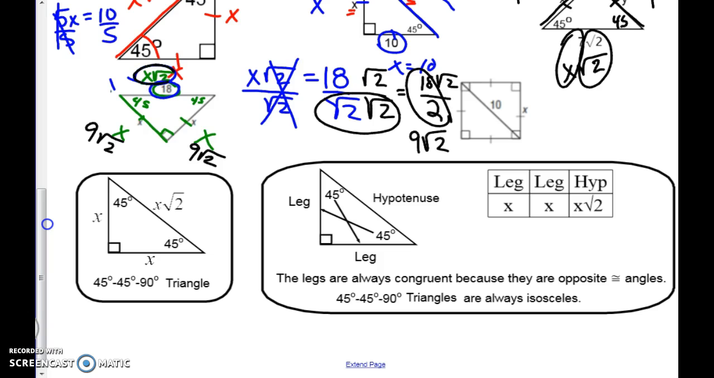And if this is x square root of 2, my x is 9 square root of 2, with a square root of 2. That 2 comes outside. What's 9 times 2? 18. So was the pattern still there? Yes.